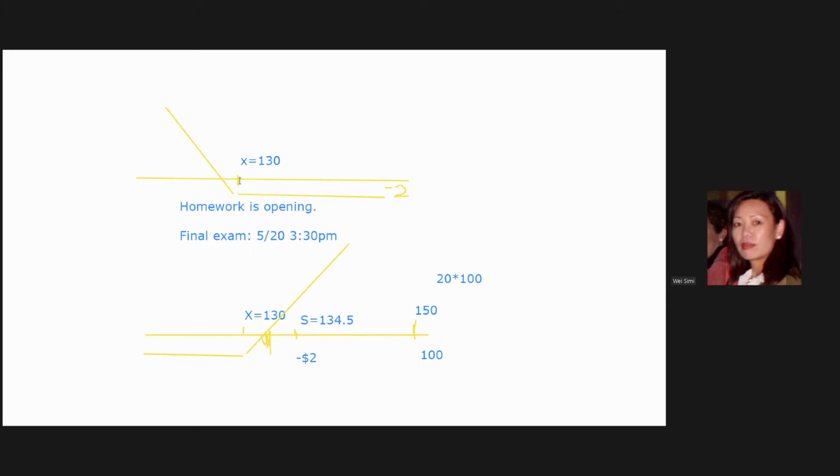Okay, here's the case. You have the right to sell. So even if the stock goes down, let's say to $90, the stock drops to $90, but you have the put. You bought it, paid $2, so you still have the right to sell at 130.